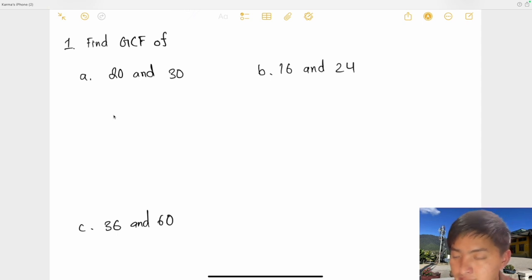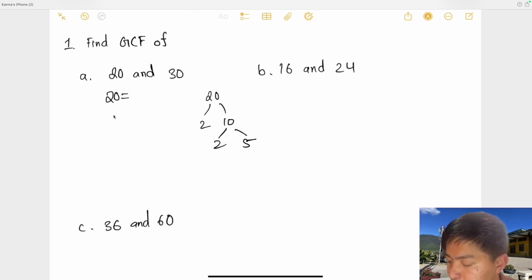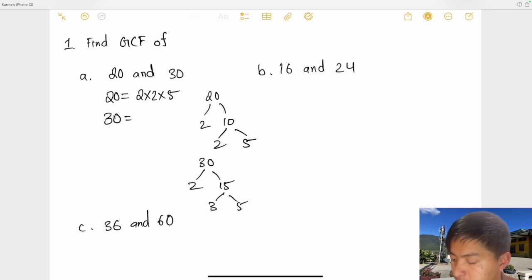So for the first question, I am going to use the prime factorization method. In that method, first you break down 20 into prime factors. 20, as you know, is nothing but 2 times 10, and 10 is 2 times 5. So 20 is 2 times 2 times 5. Next we find the prime factors of 30. Similarly, 30 is 2 times 15, and 15 is 3 times 5. So you see it's 2 times 3 times 5.